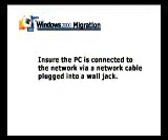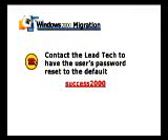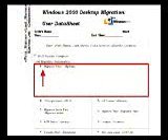Now, ensure the PC is connected to the network via a network cable plugged into a working wall jack. Next, disconnect any peripheral devices connected to the PC, such as scanners, printers, PDAs, etc. At this point, you will contact the lead tech to have the user's password reset to the default Success 2000. Now, before you begin, read the migration notes on the user datasheet, located in box 1, for any special instructions.